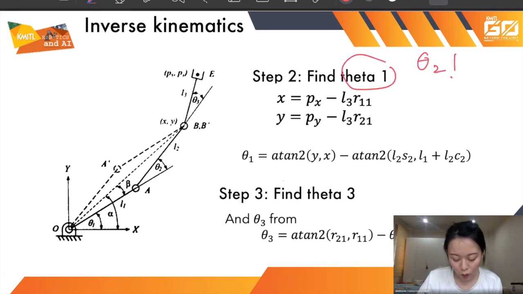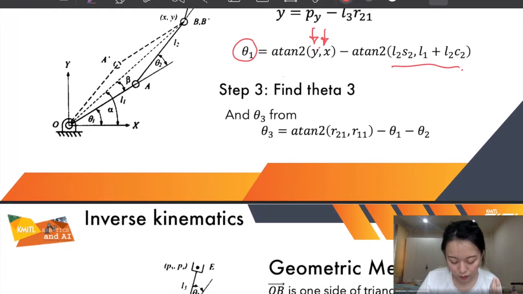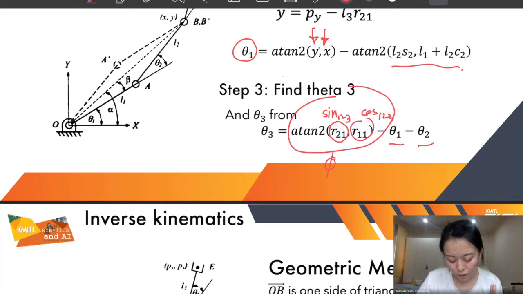Now we find theta 1 by x and y. X and y are the same as we got before, and we put them in here. And these are the values that we already know, so we get theta 1. And if we get theta 1, we find theta 3. Theta 3 comes from R21 and R11, which is sin theta 123 and cos theta 123, minus theta 1 and theta 2, because this is theta 1, 2, 3.